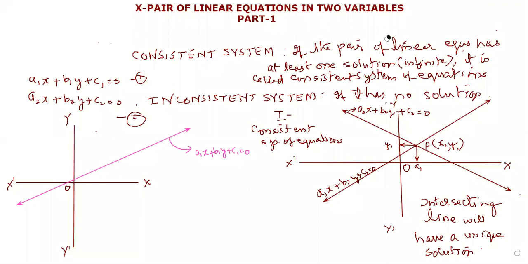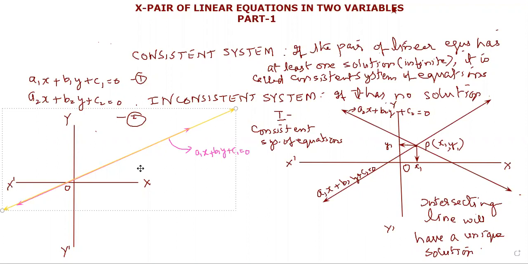You can have another line which coincides on this line, like this. You can see this yellow color line. This is coincident on this line. It's the same line. It will represent the same line.